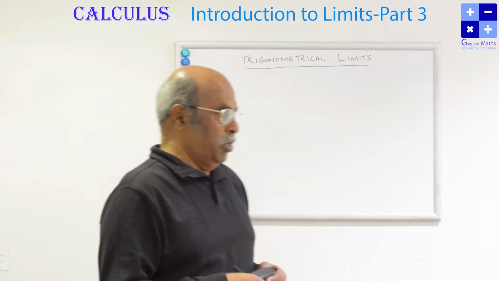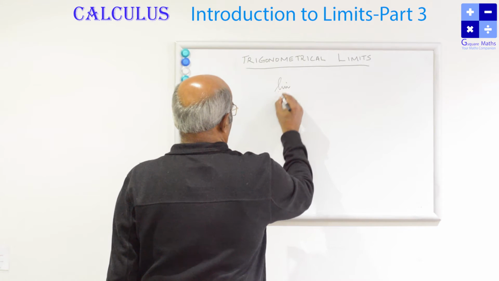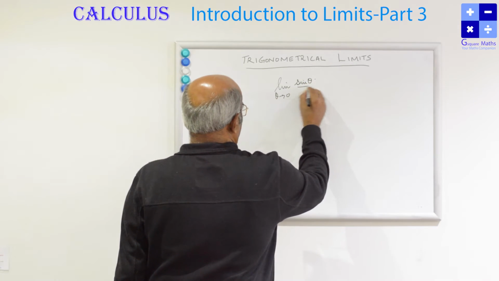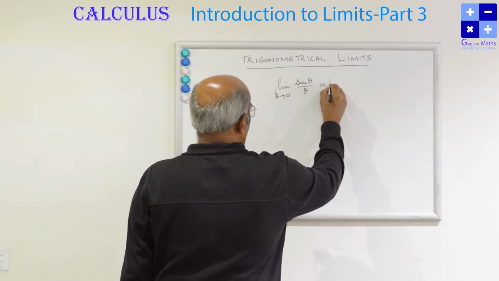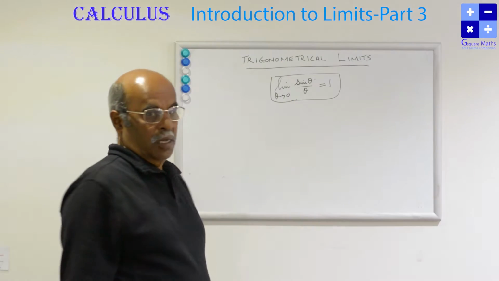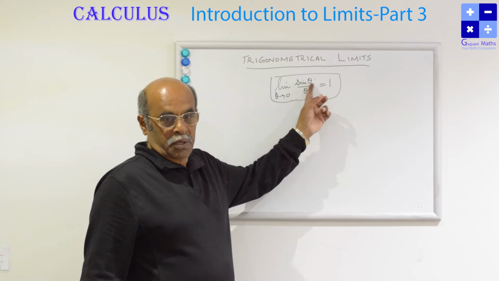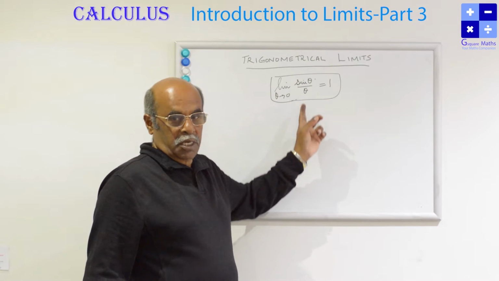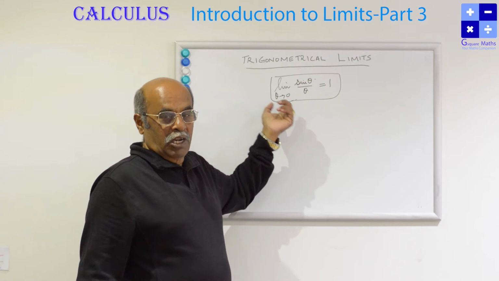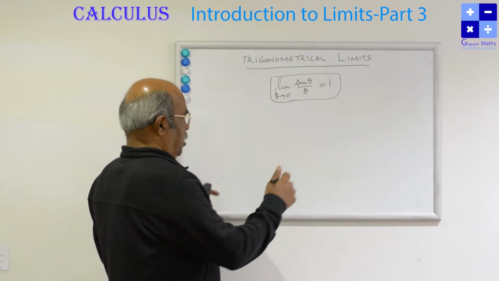Before that, one important formula we have to derive: the limit as theta tends to 0 of sine theta by theta is equal to 1. This is an indeterminate form, because if you substitute theta equal to 0, sine 0 is 0 and theta is 0, so it is coming 0 by 0 form. But we are saying that the limit value of sine theta by theta as theta tends to 0 is 1. How? Let me explain the concept.